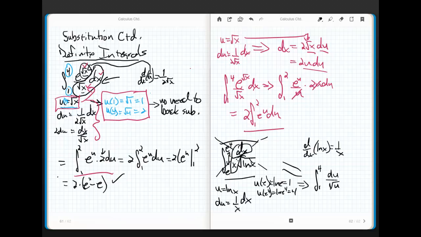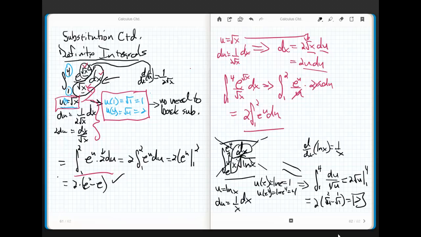But remember, the purpose of all of this substituting is to make it simpler. Now, I don't know how much experience you guys have had with 1 over square root of u, but it's going to be 2 root u. That's its antiderivative from 1 to 4. And this is equal to 2 times root 4 minus root 1. Root 4 is 2. Root 1 is 1. 2 minus 1 is 1. And there's my answer. Nothing to it.